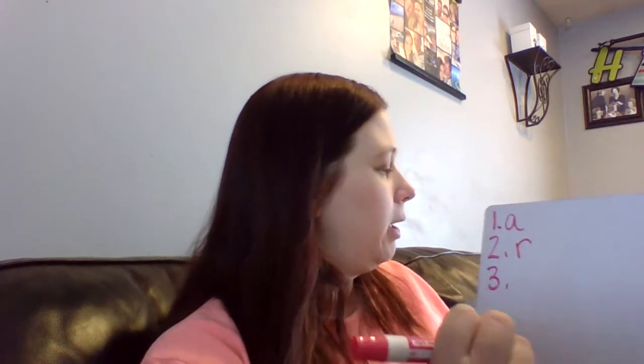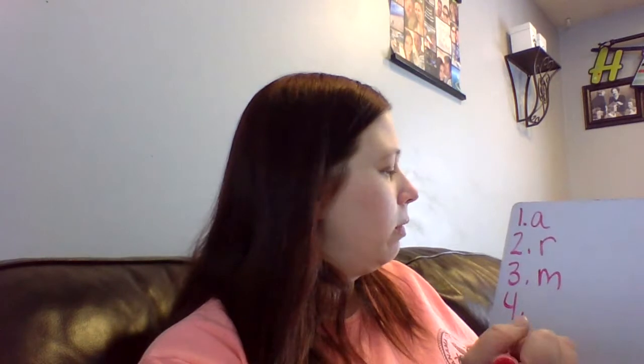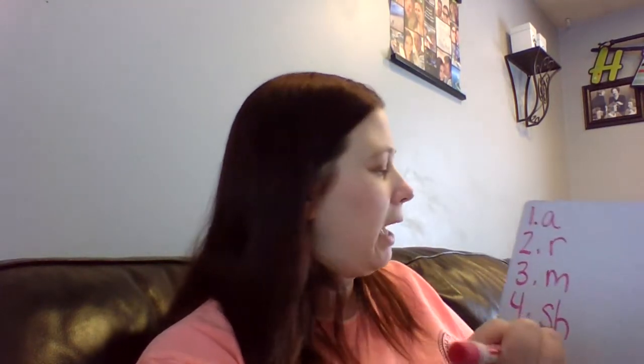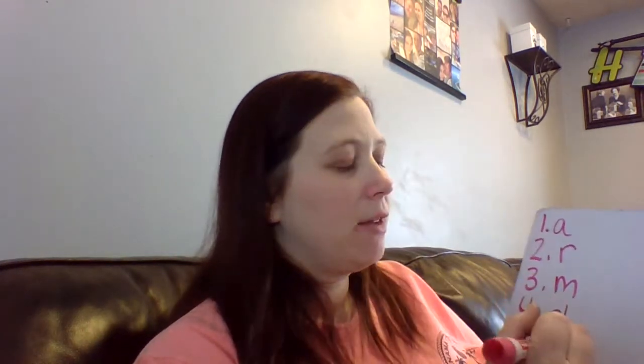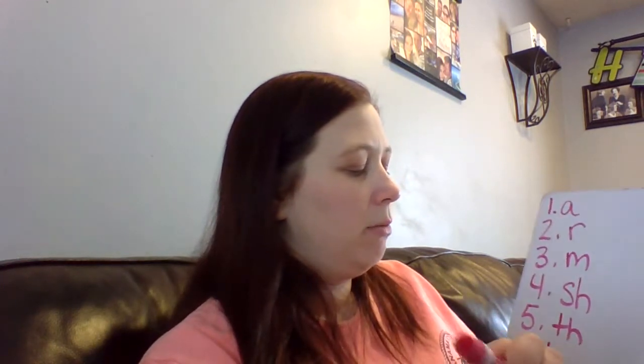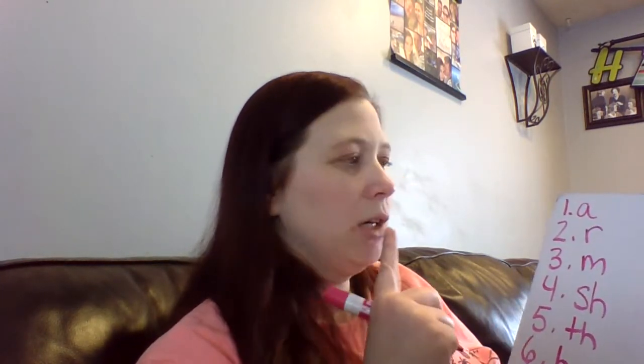All right. Number 1, we have a. Write it down. Number 2, we have r. Number 3, we have m. Number 4, we have sh. That's sh. Number 5, we have th. That's th. Number 6, we have h. That's h. Number 7, we have g.